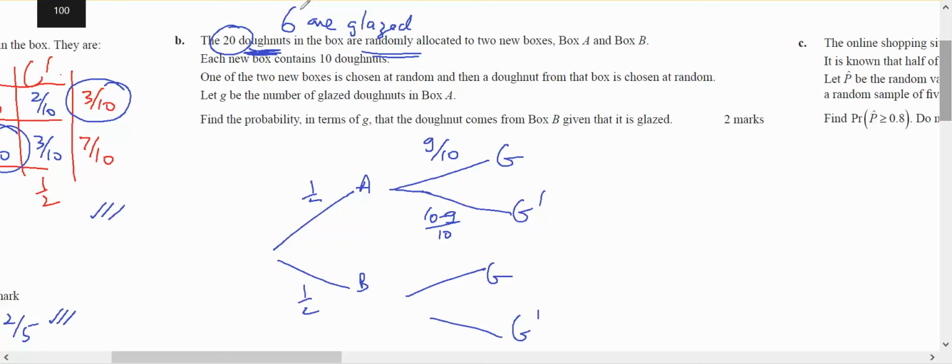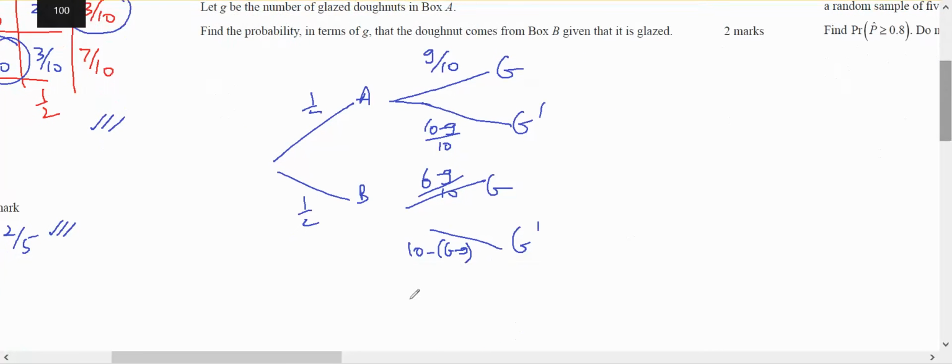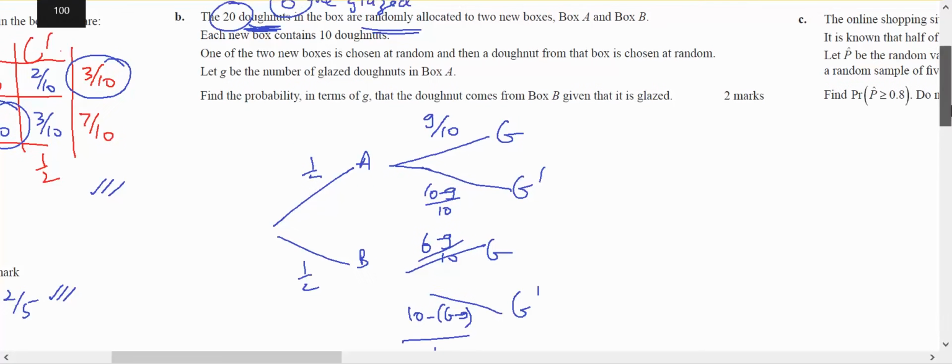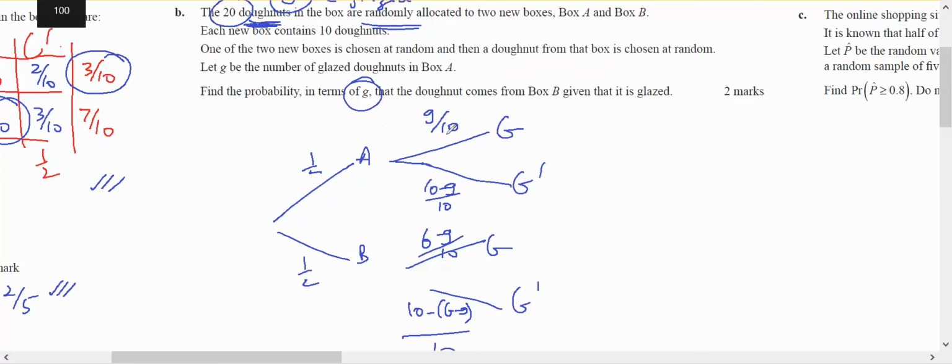Well, I know that there are 6, and G of them were in A. So that's 6 minus G on 10. And that is 10 minus (6 minus G) on 10, which is 10 minus 6, that's 4 plus G. 4 plus G? Yeah. Okay. Find the probability in terms of G that the donut comes from box B, given that it is glazed.